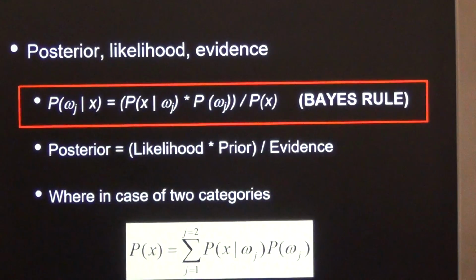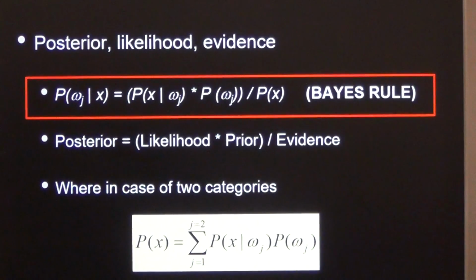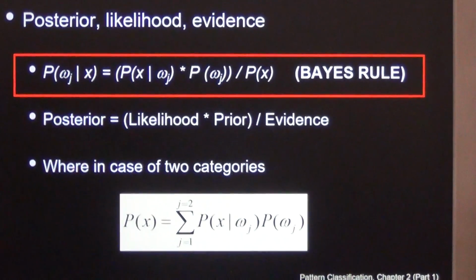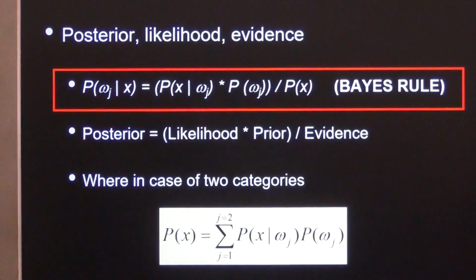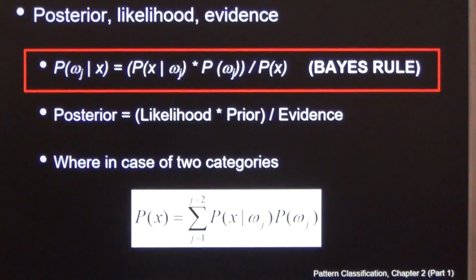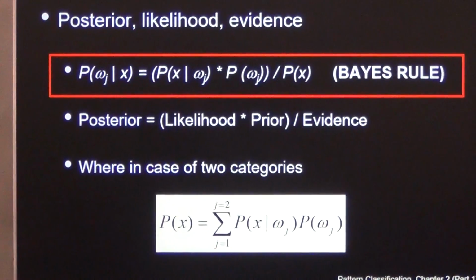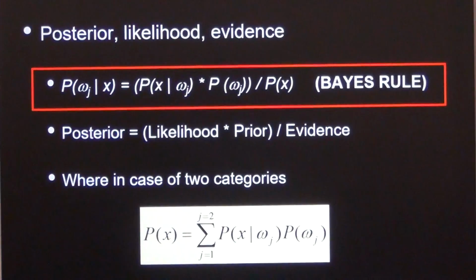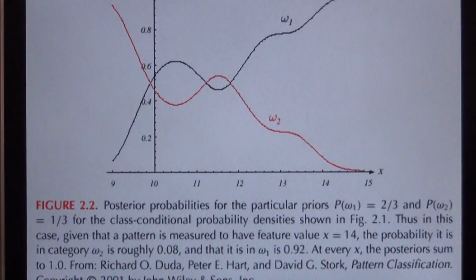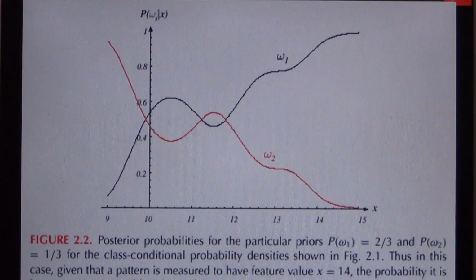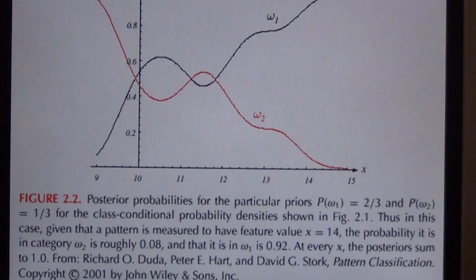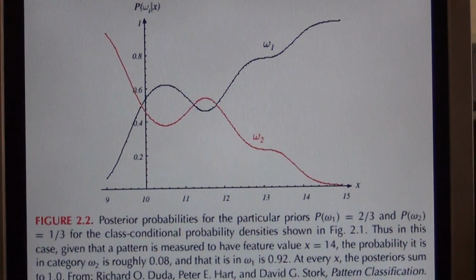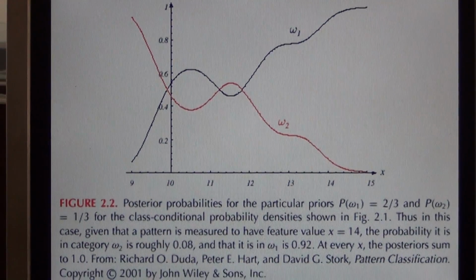Posterior, likelihood, evidence: how they are different or how they are similar is your own decision. In the case of two categories, p(x) is the summation over j equal to 1 to 2 of p(x|wj) P(wj). Here this is your posterior probability for a particular prior, where P(w1) is 2 by 3 and P(w2) is 1 by 3, for the class conditional probability.